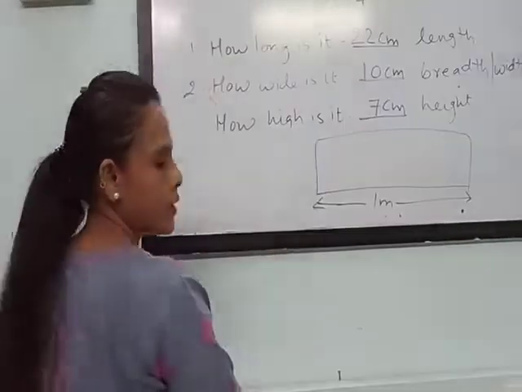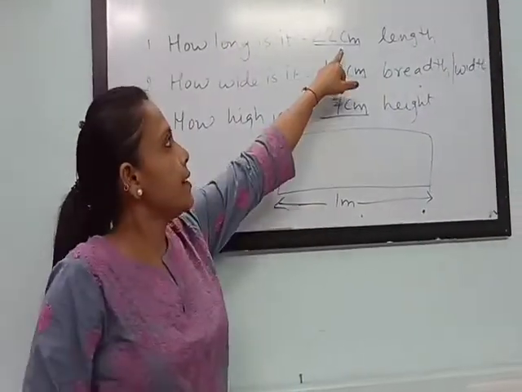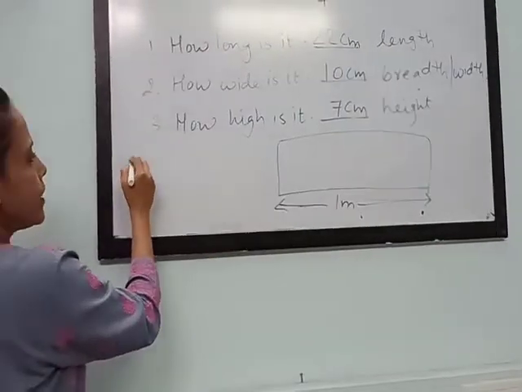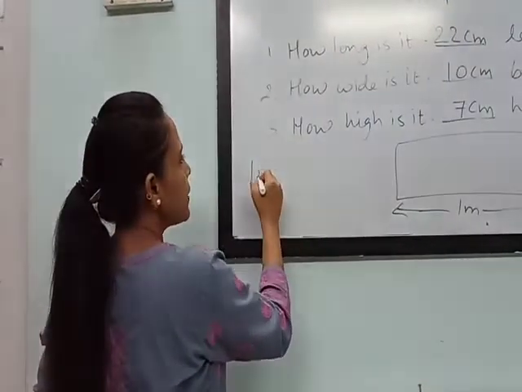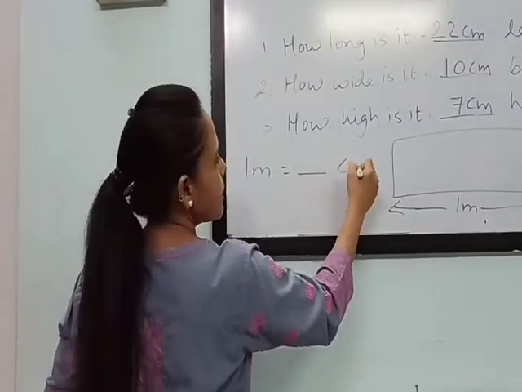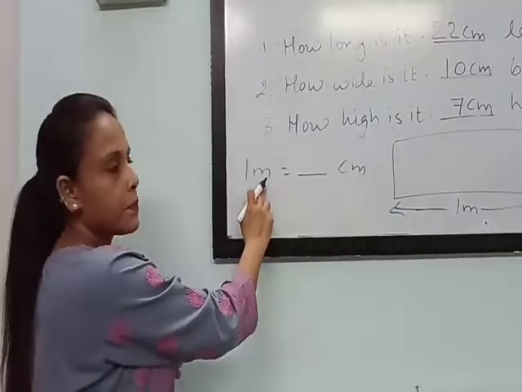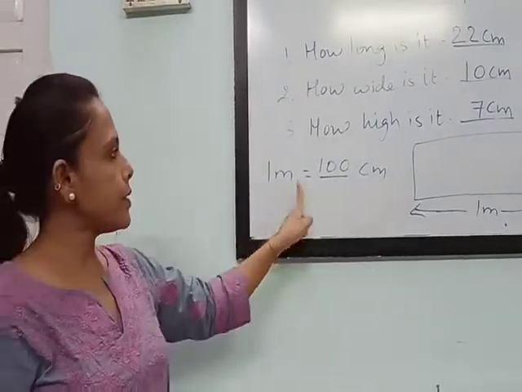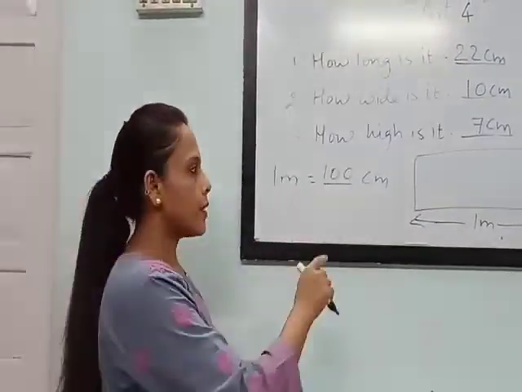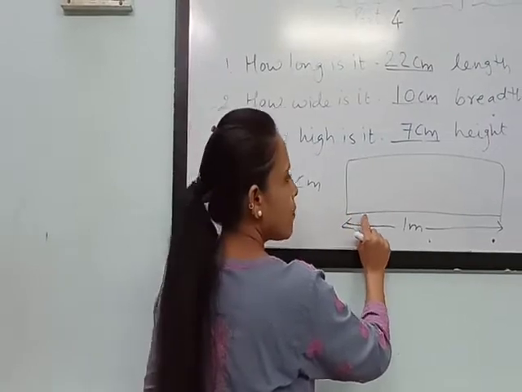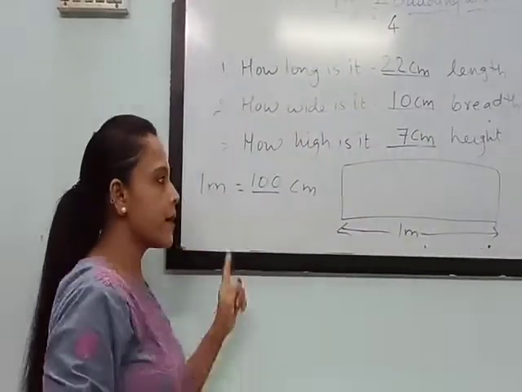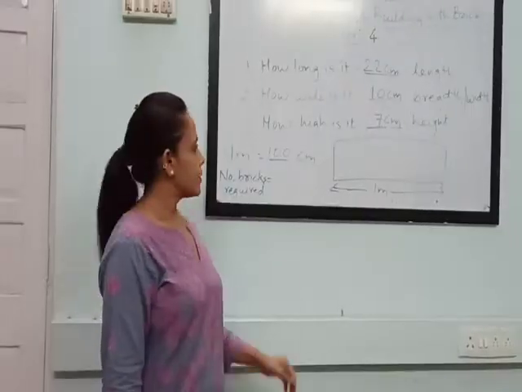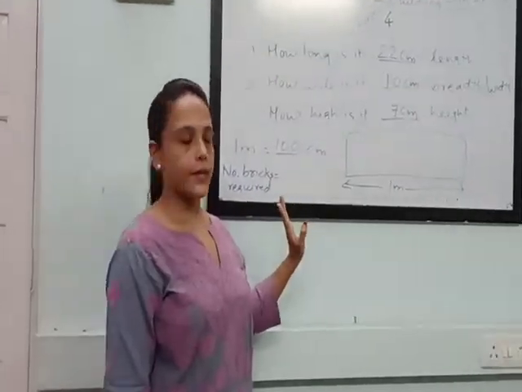And we have measured the bricks in centimeter. So first you should know the conversion between meter and centimeter. So 1 meter means 100 centimeter, right? 1 meter is equal to 100 centimeter. She wants to make a wall 1 meter long, that is 100 centimeter long.